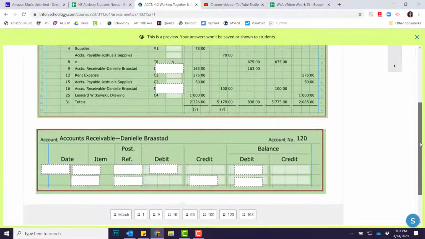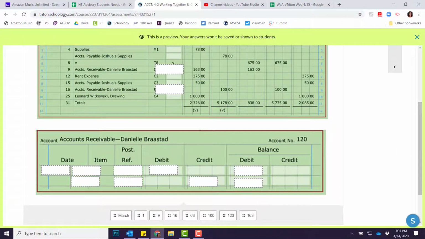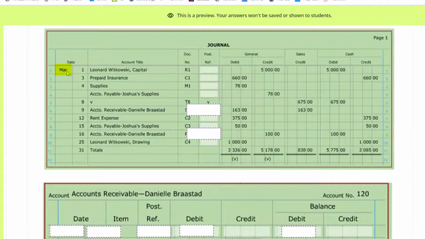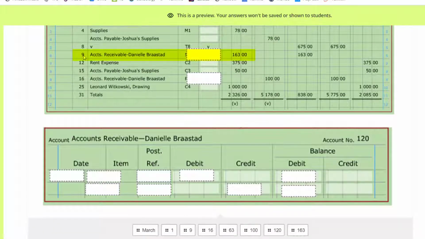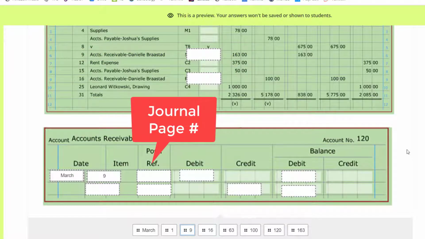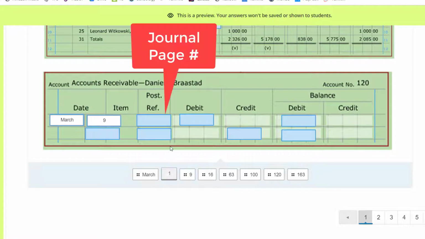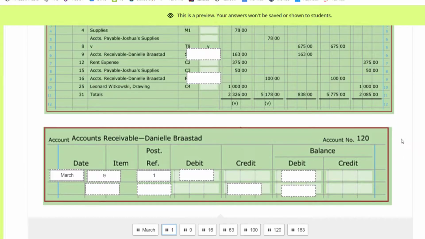So the first ledger that we have is the accounts receivable ledger. And there are two different accounts receivable items that we need to post. So I'm going to start with this top one. And if I take a look, this is in March and it's on the 9th. So the first thing I'm going to start with is the month March and on the 9th. And the post reference tells me what journal page I come from. So this is page 1. So I'm getting this information on page 1.